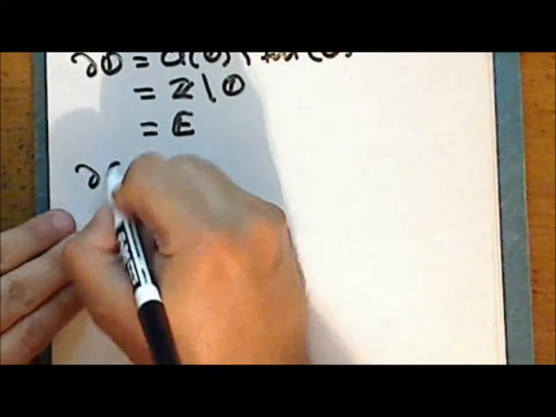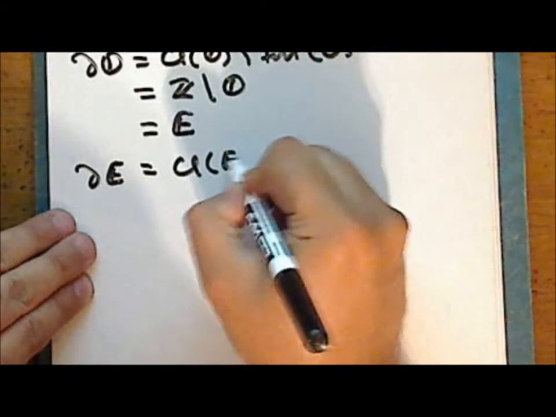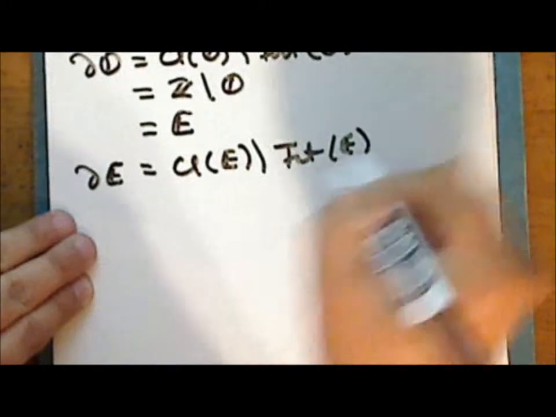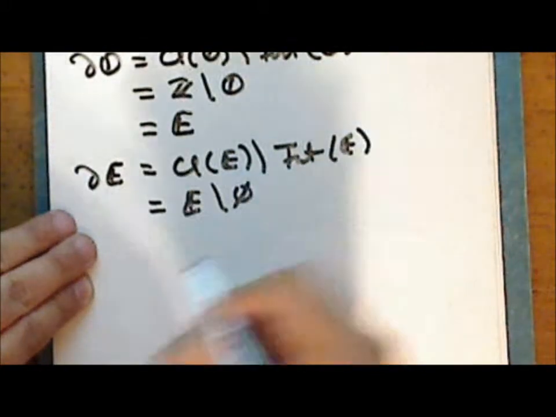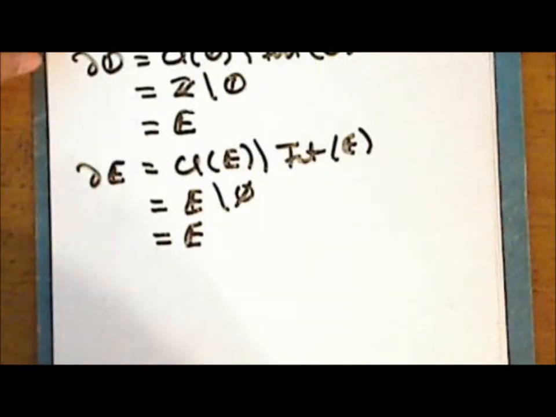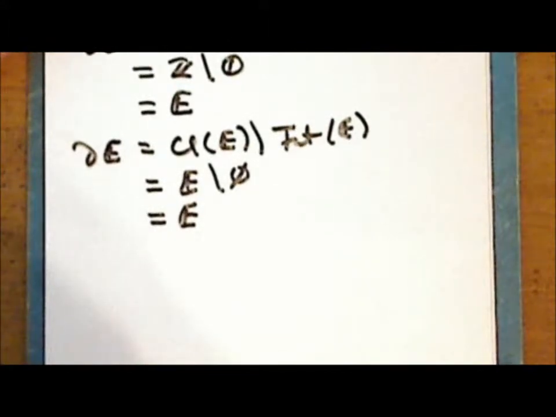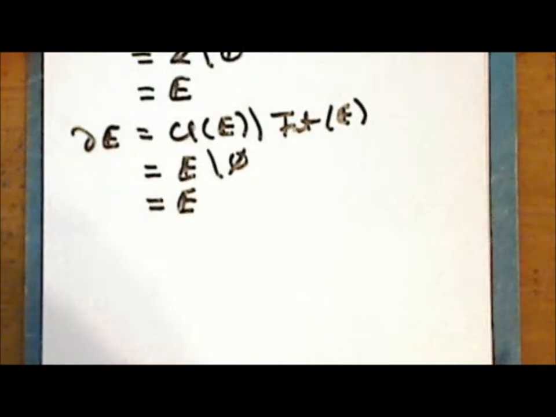And the boundary of the set of even integers is the closure of that set minus the interior of that set, which is the set of even integers minus the empty set, which is the set of even integers. And so, once again, the set of even integers is the boundary for both itself and the set of all odd integers.